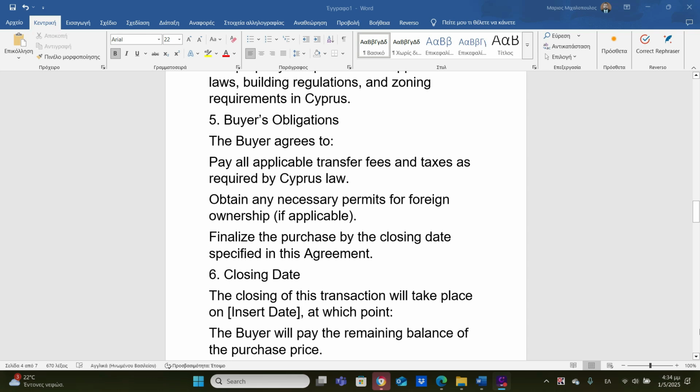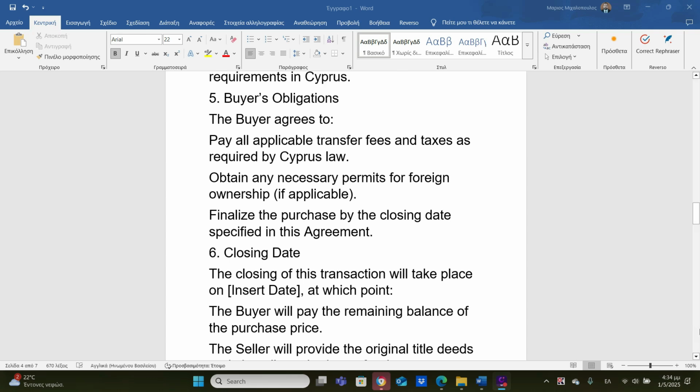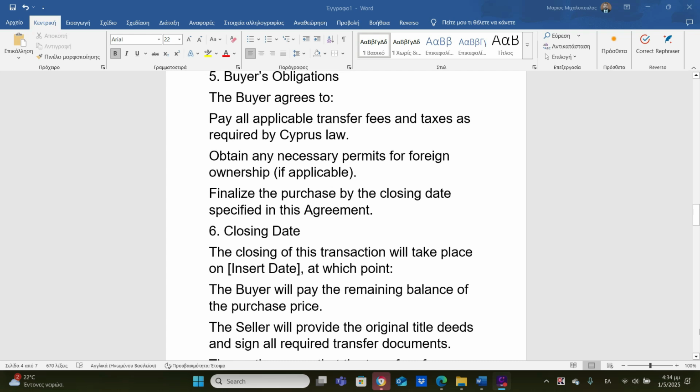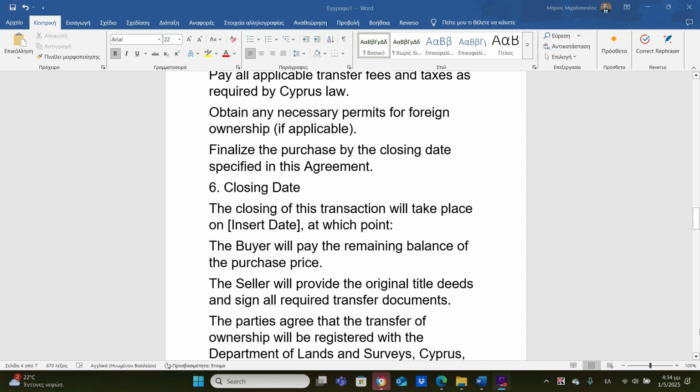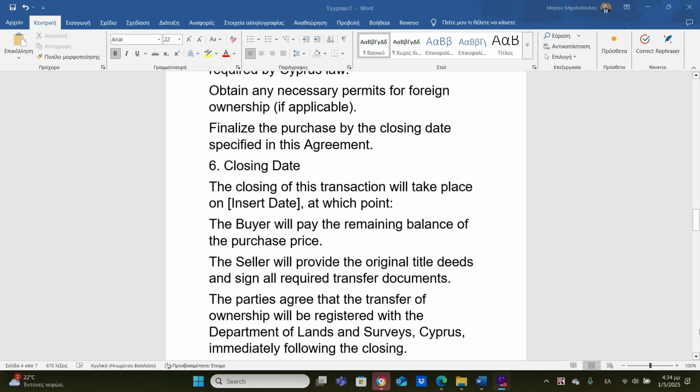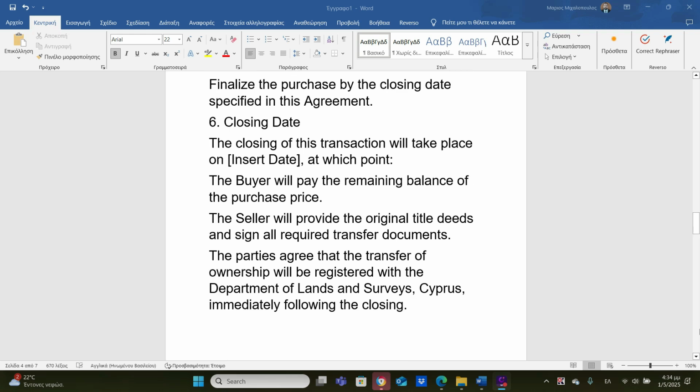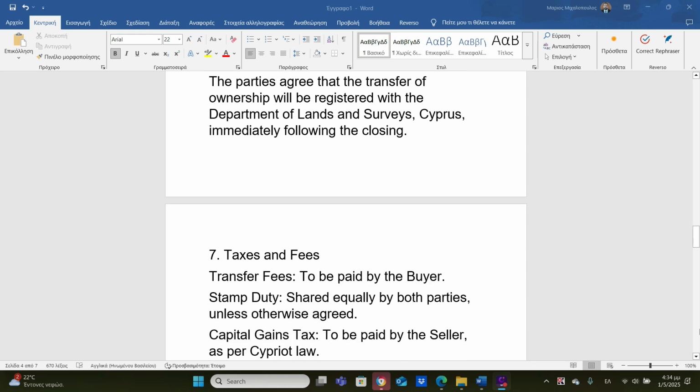Contingencies. Contingencies are conditions that must be met for the sale to proceed. Common contingencies include financing contingency, the buyer must secure financing. Inspection contingency, the property must pass a satisfactory inspection. Appraisal contingency, the property must appraise at or above the purchase price. Home sale contingency, the buyer must sell their current home before completing the purchase.